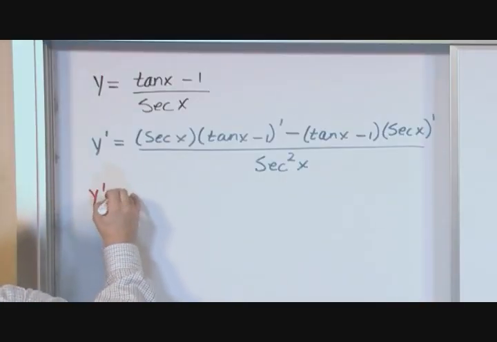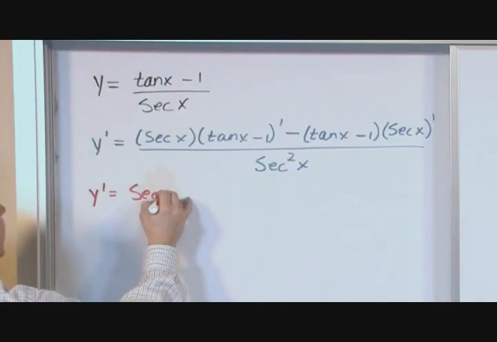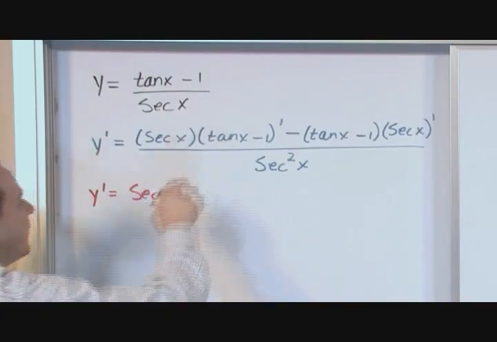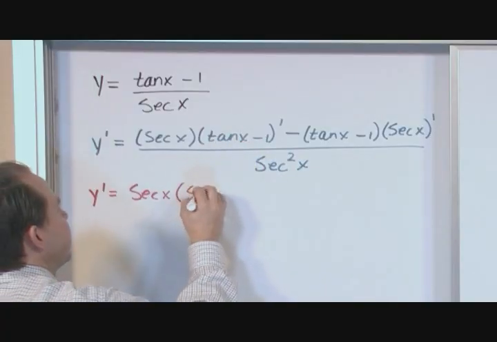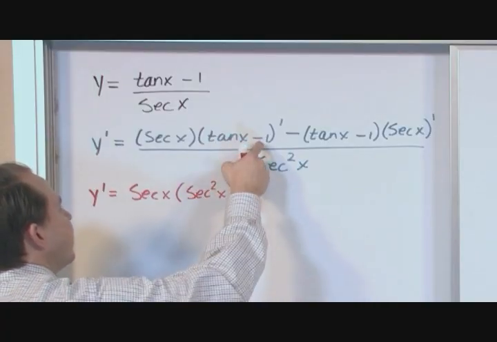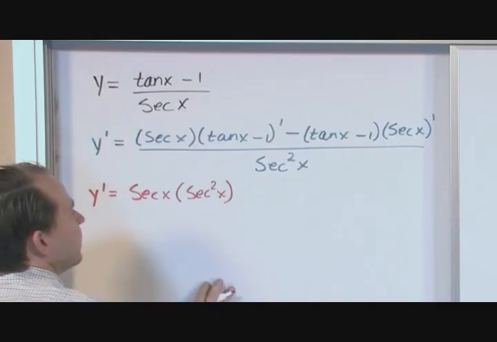Y prime is equal to secant of x times. What is the derivative of tangent? Because we're taking the derivative of this guy. What is the derivative of tangent? It's secant squared of x. The derivative of 1 is 0, so we just close it off.